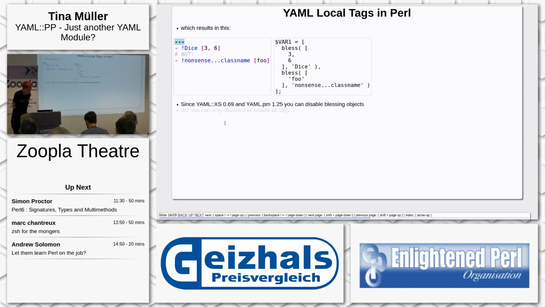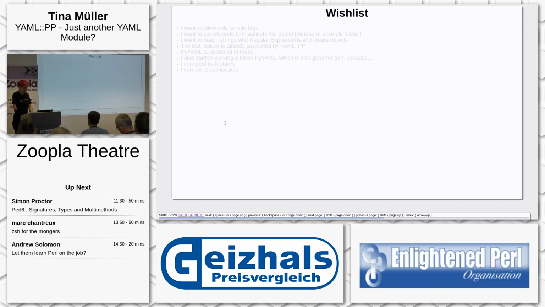But yeah, since version 0.69 and YAML PM 1.2.5, you can actually disable this. But you can only disable it or enable it, so you cannot pick any certain class you want to load. But that's on my wish list, actually. I want to do this.